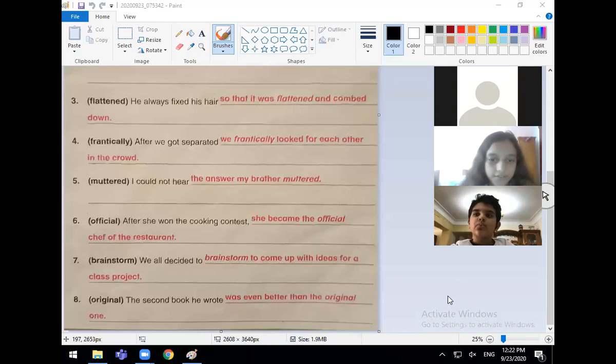After she won the cooking contest, she became the official chef of the restaurant. Excellent. Very good. So after she won the cooking contest, she became the official, the one person in charge, the chef in the kitchen, the one making all the food of the restaurant. Very good job, Melik.